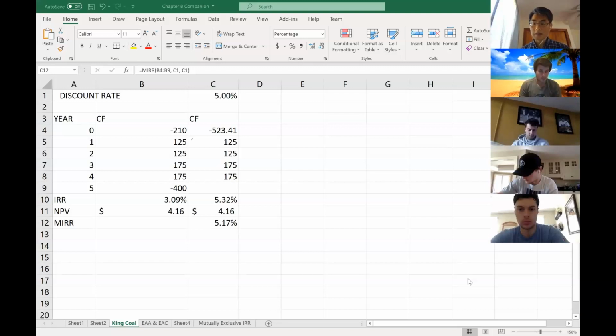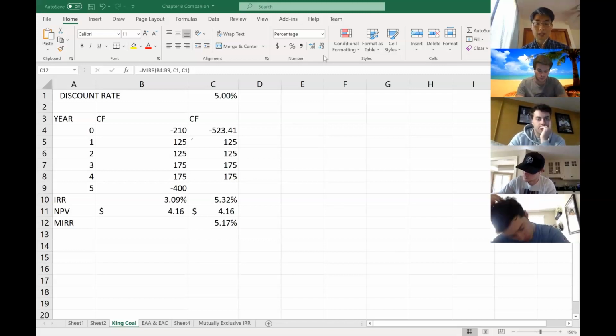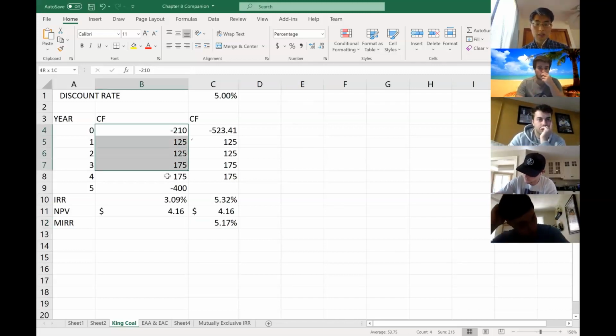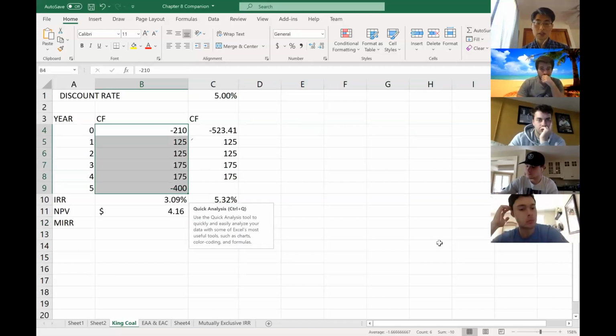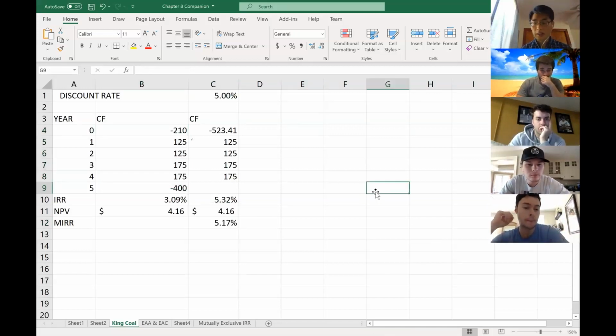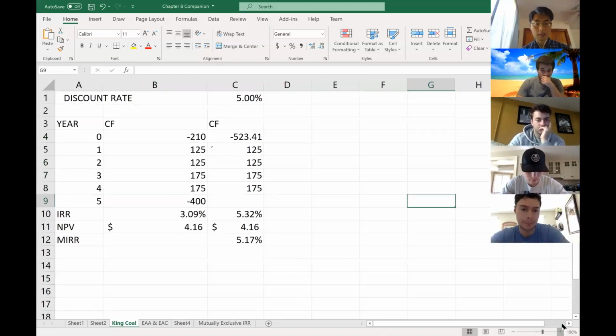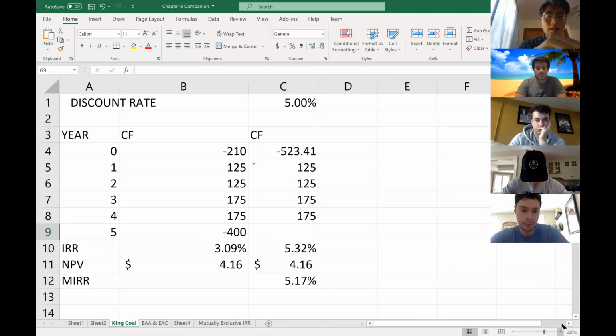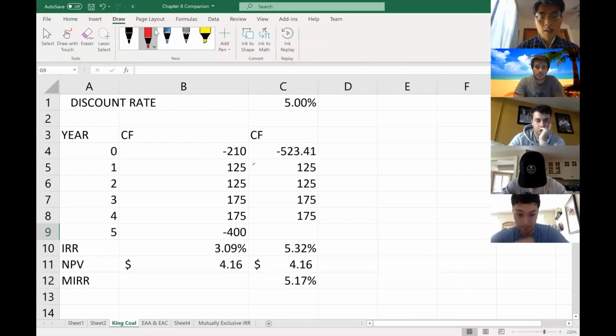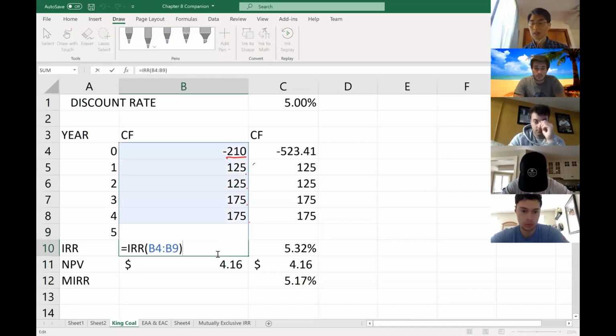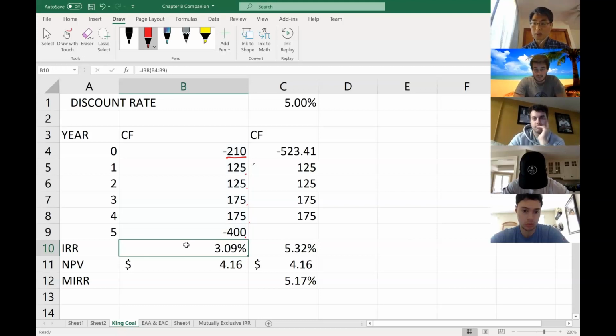This is the Excel file for the king coal example. This is the cash flow. You initially spend $210 million to develop the mine. So this is the initial cost. Then these are the cash inflows. Then there is a final cleanup cost. When we calculate the internal rate of return of this, you can easily calculate it. It says that the internal rate of return is 3.09%.